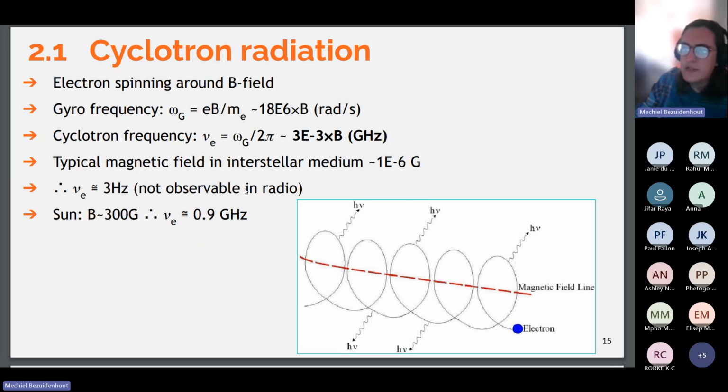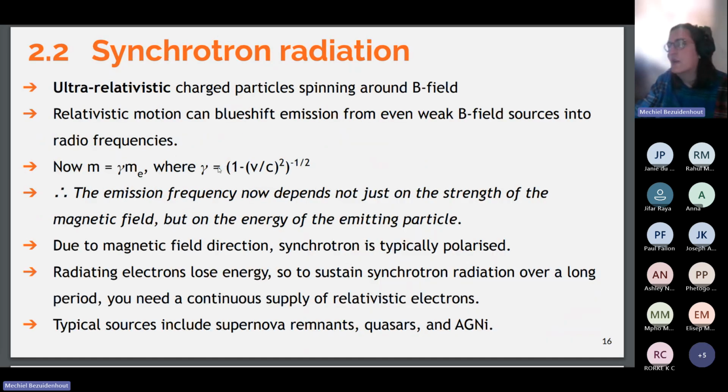More often than not in radio, instead of cyclotron radiation, we see synchrotron radiation. And that is very similar to cyclotron radiation, except that it involves ultra-relativistic particles instead of any old particles. So the charged particles, typically electrons, are moving at close to the speed of light. And they're spinning around the magnetic field and releasing photons.